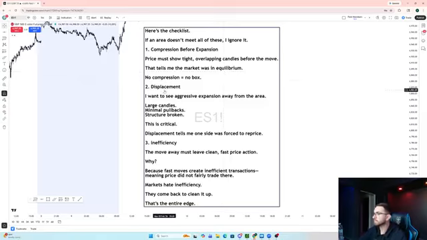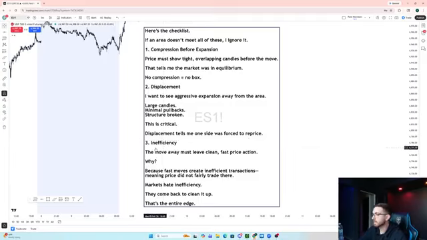2, there needs to be displacement. I want to see an aggressive expansion away from the area, meaning large candles, minimum pullbacks, and I want to see clear structure broken. And that is critical. Displacement tells me one side was forced to reprice.